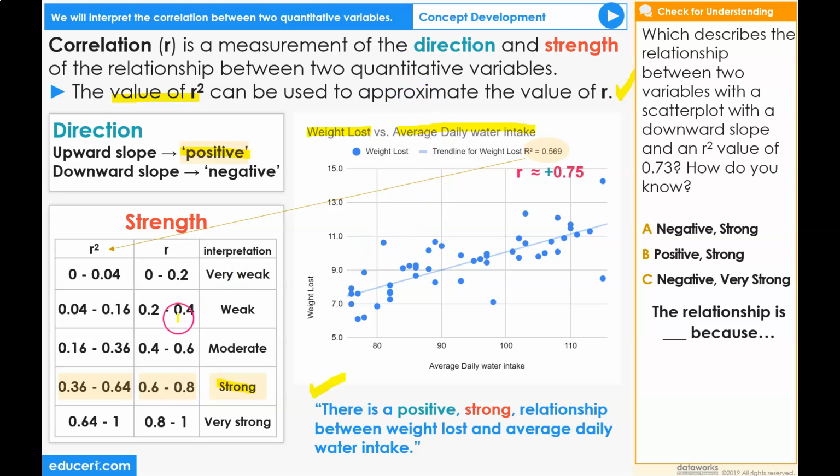And just to show that we did correctly approximate the correlation value of R, I computed that value precisely and found that R was equal to 0.75, which is between 0.6 and 0.8. And the word that we associate with this type of correlation or R value is strong. So we now know that the relationship between these two quantitative variables, weight lost and average daily water intake, is positive and strong. And so now we can create our correlation statement. There is a positive, strong relationship between weight lost and average daily water intake.